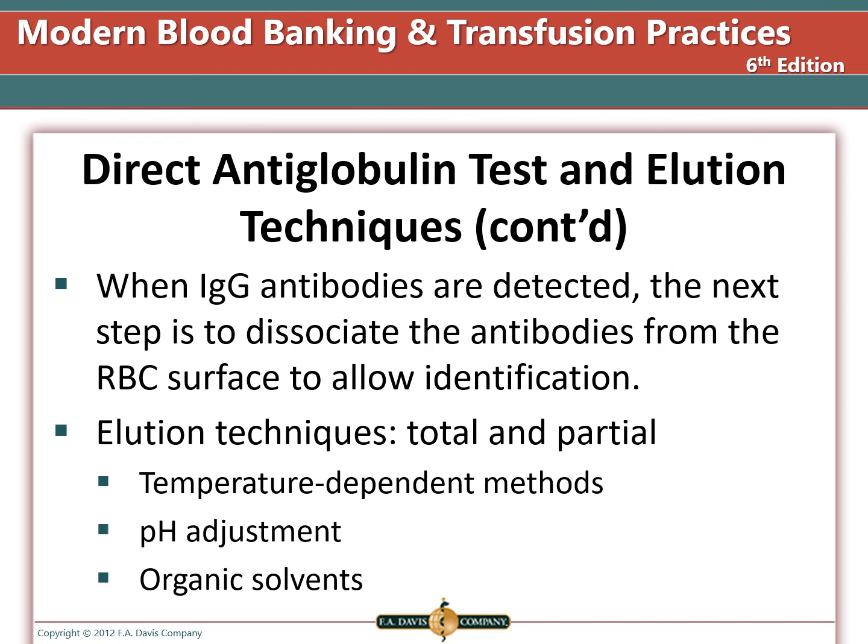If IgG antibody is detected on the surface of the patient red blood cells, we can dissociate the antibody from the cell via several elution methods. We can use temperature, pH adjustment, or organic solvents. There are now elution test kits available commercially, and the manufacturer's instructions should be followed.